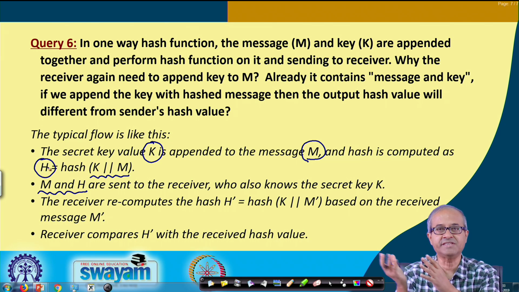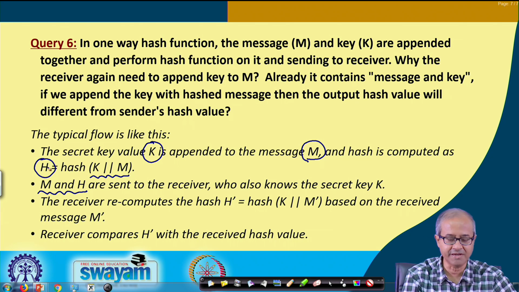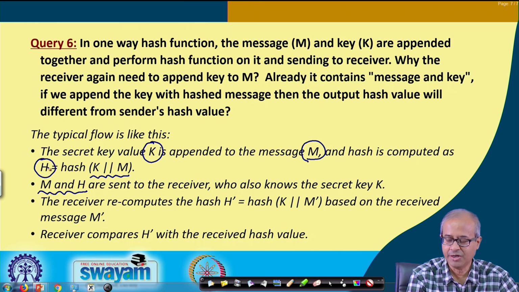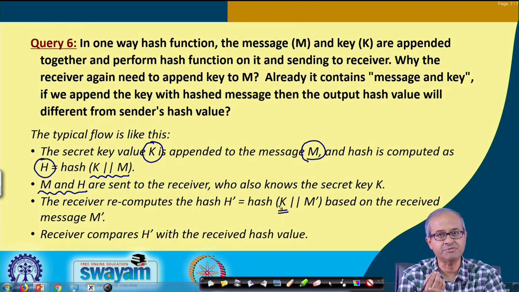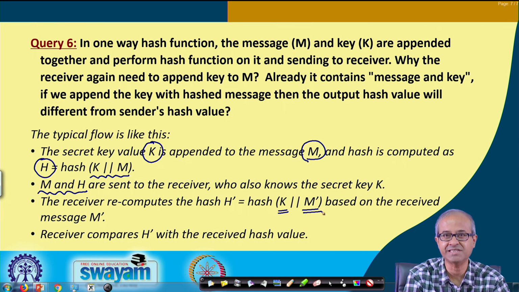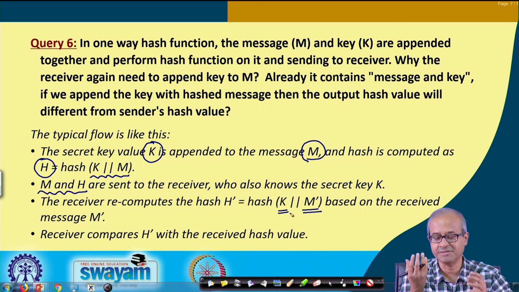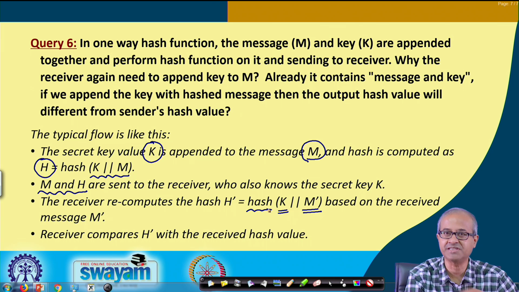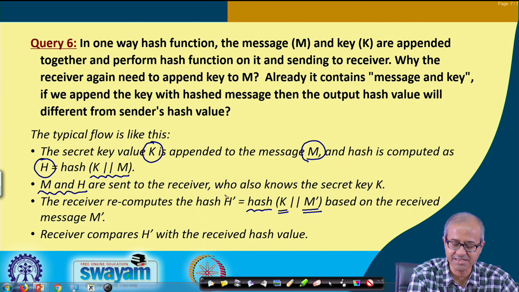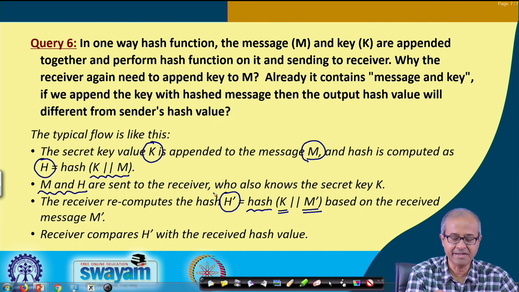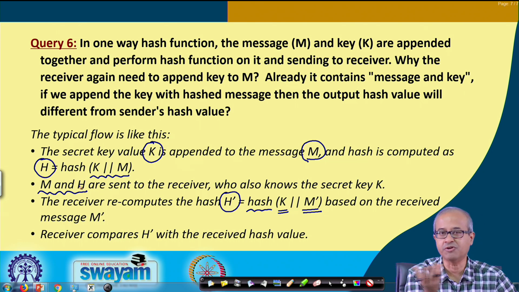The receiver after receiving has to verify whether it is coming from the right place. How does it verify? The receiver already has the key value k, and it has received the message also. Let us say the received message is M dash. It again does a concatenation, the key value with the message it receives. It again applies the same hash function and it gets some hash value computed, let us say h prime, and the receiver also receives the hash value because the sender has sent the message and the computed hash.